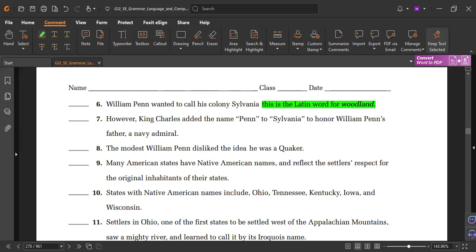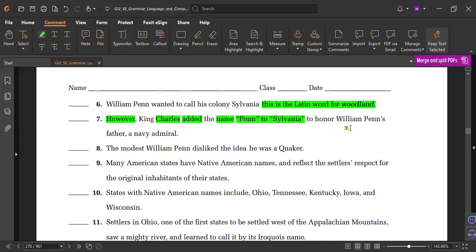For number 7, it's correct. Let me tell you why. This is a comma because we have a conjunctive adverb at the beginning. And here it's Charles, King Charles, and added: subject, verb, the name, and this is the name. This is an appositive phrase to the word name to tell you what is the name. And then he adds to honor, an infinitive phrase. We don't need any punctuation here.